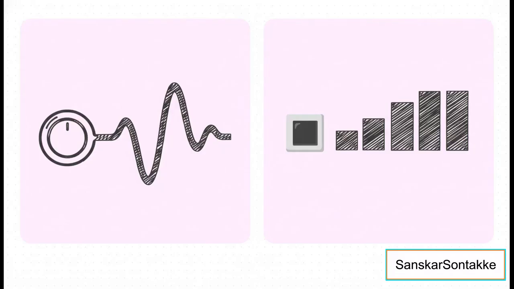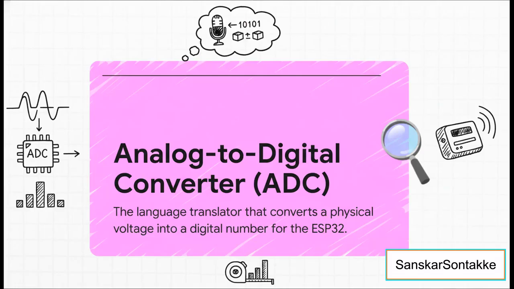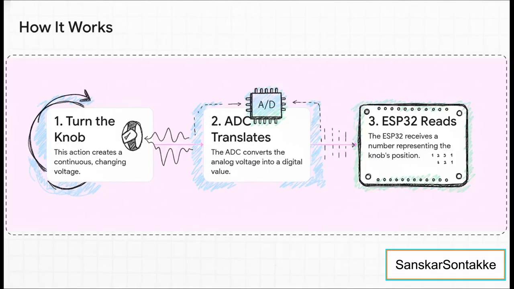See, our world is analog. Think of a volume knob. It's smooth, it's continuous, right? But the ESP32, it only thinks in digital steps. So how does it get that smooth turn? Well, that's where the ADC comes in, the analog to digital converter. It's our official translator. You turn the knob, the voltage changes, and the ADC just translates that feeling into a number.